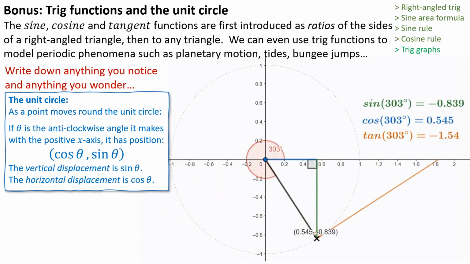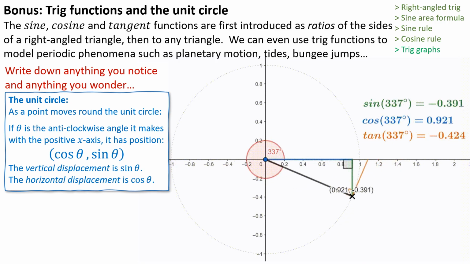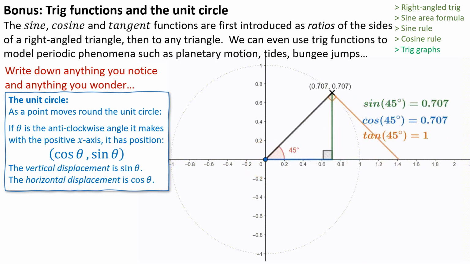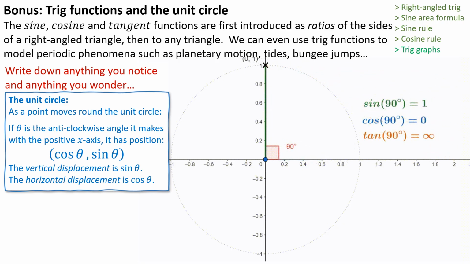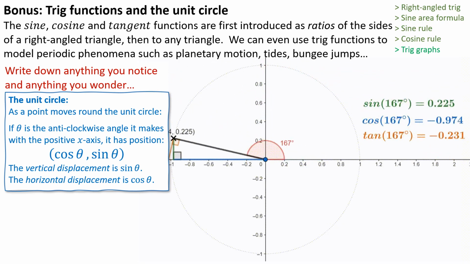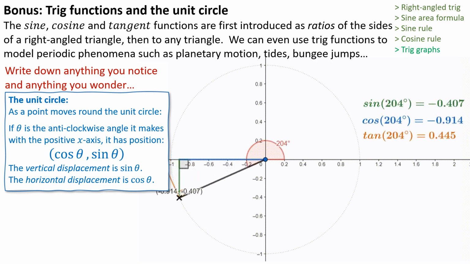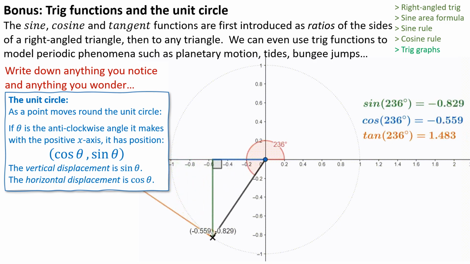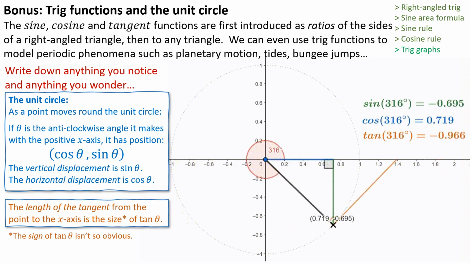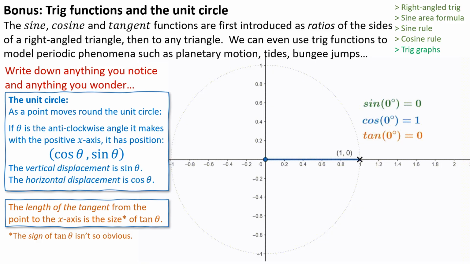Well, for tan, it's opposite over adjacent. We need the adjacent side to be 1. So we've made a different right-angled triangle where the adjacent side is the line linking our point to the origin, and that means the opposite side will be the tangent to the circle. It's called a tangent because it is literally a tangent. So you can think of the length of that line as being the size of tan of the angle.